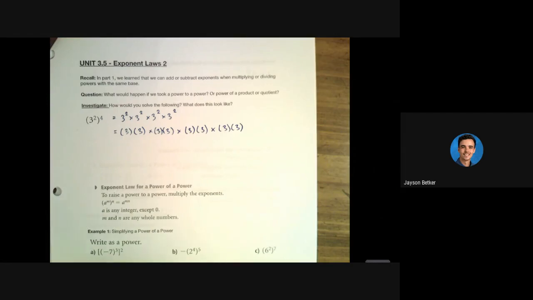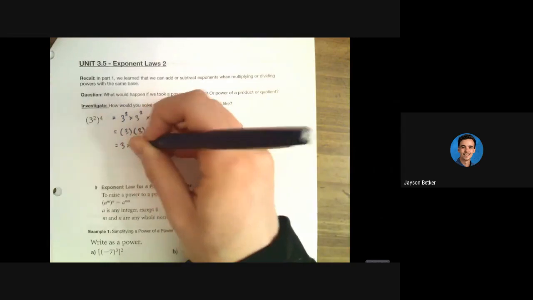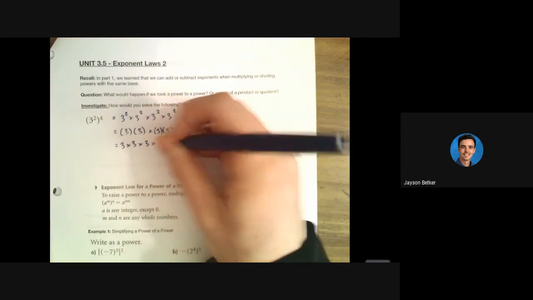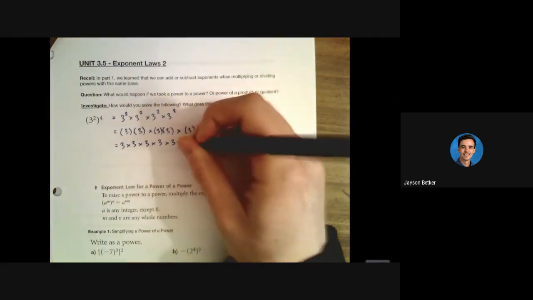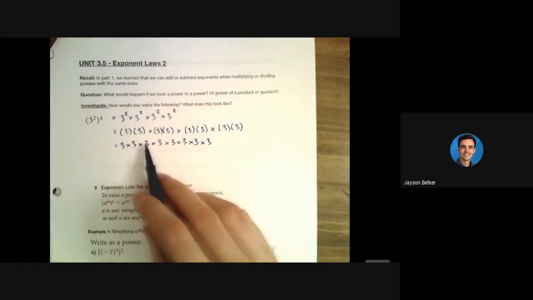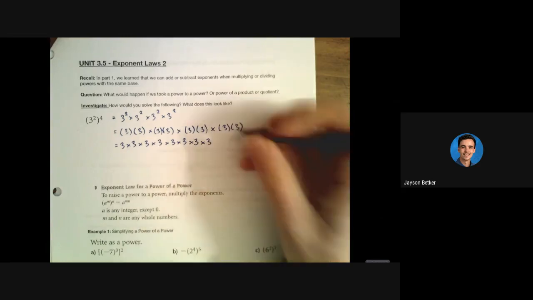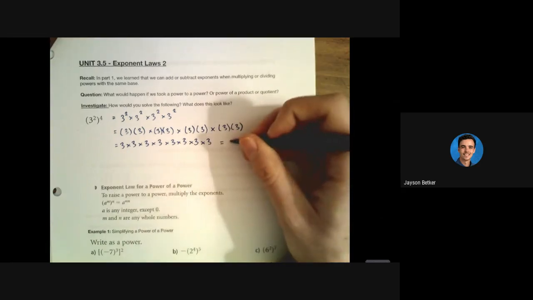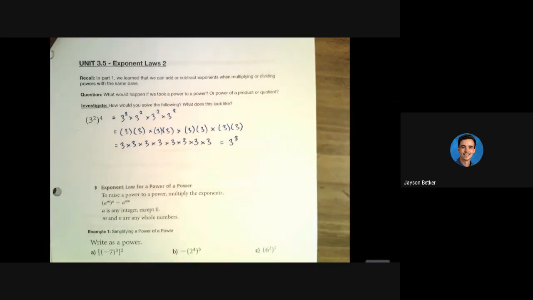Let's do one more little tedious step here. Let's get rid of these brackets and let's actually just write this out how it is. 3 times 3 times 3 times 3 times 3 times 3 times 3 times 3. So that's 1, 2, 3, 4, 5, 6, 7, 8 of those. Remember, that means that it's 3 to the 8. This is our repeated multiplication form that we've learned about in the past.